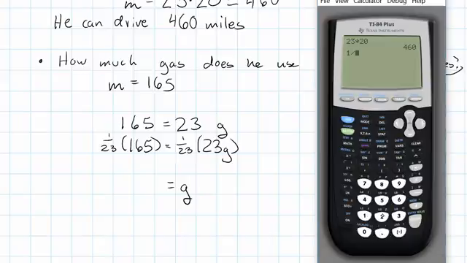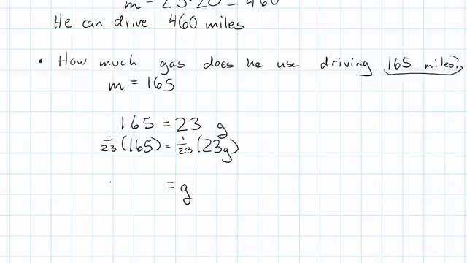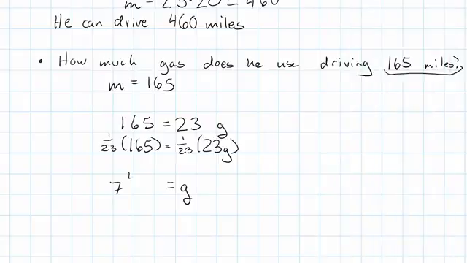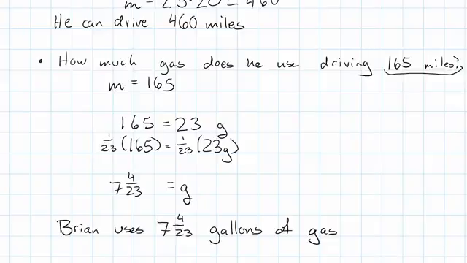1/23 times 165. Some horrible decimal. It's going to be 7 and a fraction. Take off the 7, convert the result to a fraction. 7 and 4/23. So Brian uses 7 and 4/23 gallons of gas.